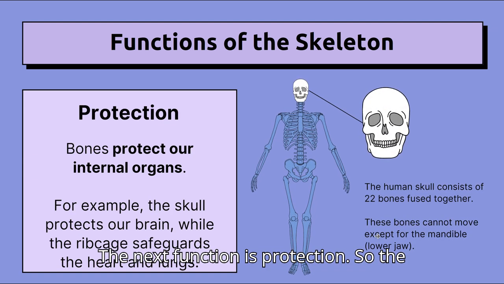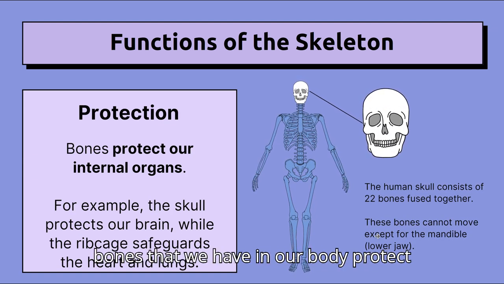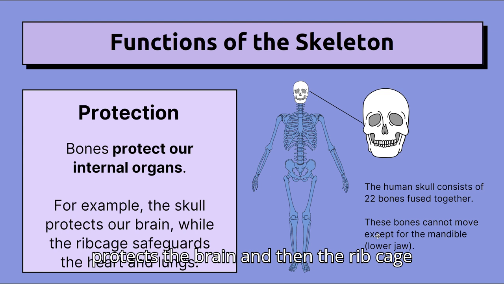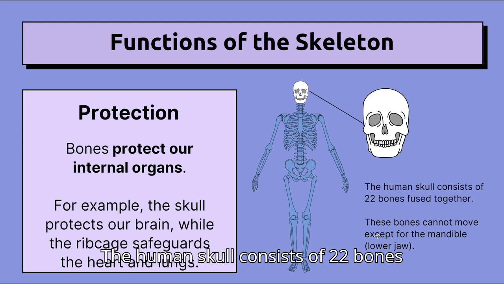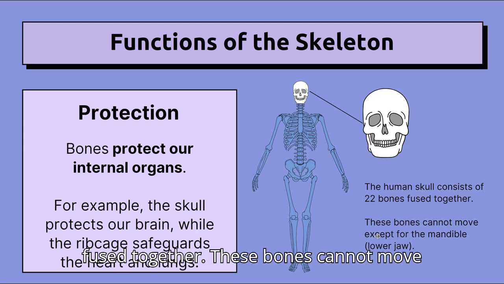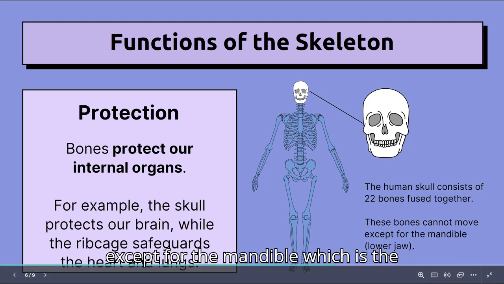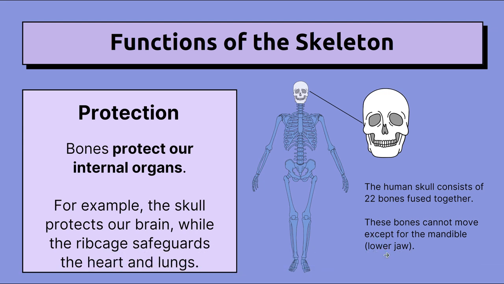The next function is protection. So the bones that we have in our body protect our internal organs, such as the skull protects the brain, and then the rib cage protects the heart and the lungs. The human skull consists of 22 bones fused together. These bones cannot move except for the mandible, which is the lower jawbone.